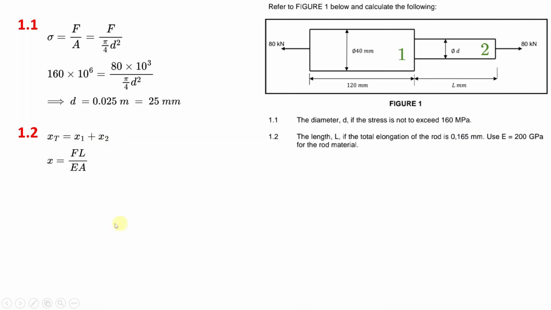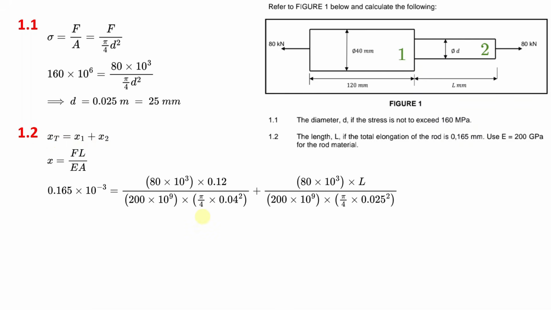Again, you will remember that elongation is equal to FL divided by EA. We are going to adapt this to 1 and adapt this to 2 when we are plugging in the numbers. If you do that correctly, this is what you are going to get. We know that the total elongation is 0.165, so X total is 0.165, but because it's in millimeters and we're working with SI units, you need to change it to meters. That is why I multiplied it by 10 to the minus 3. And this will be equal to F1. F1 is equal to F2. It's the same force.